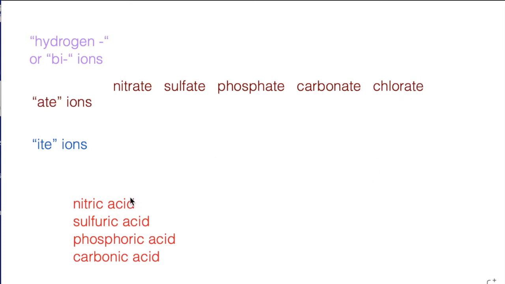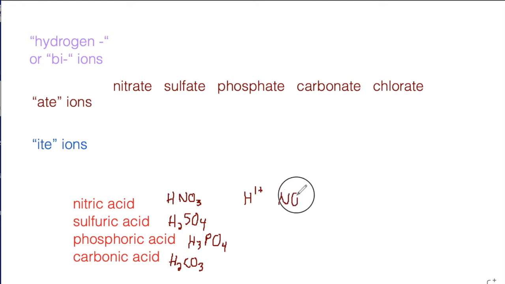The way I originally learned these was by using the acids. I memorized the names of the acids. Nitric acid was HNO3, sulfuric acid H2SO4, phosphoric H3PO4, and carbonic H2CO3. Each of these H's is hydrogen with a positive 1 charge. So if nitric acid has 1 H with a positive 1 charge, then the NO3 ion has to have a negative 1 charge. So that is nitrate, NO3 with a negative 1.